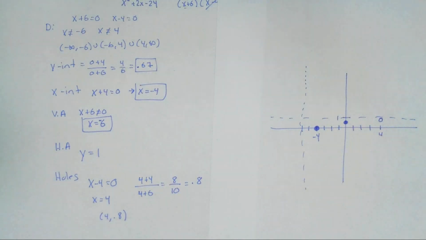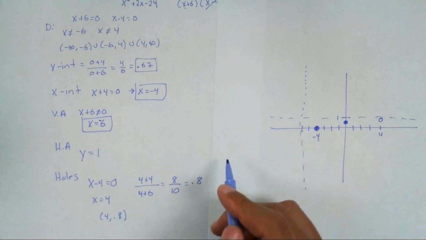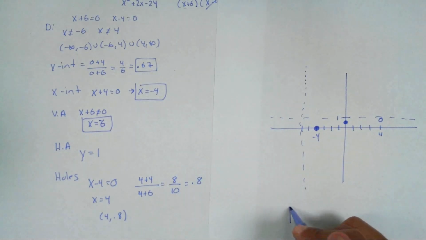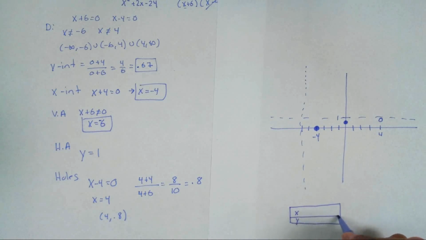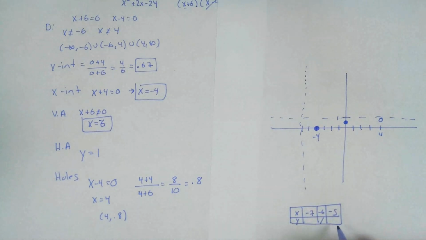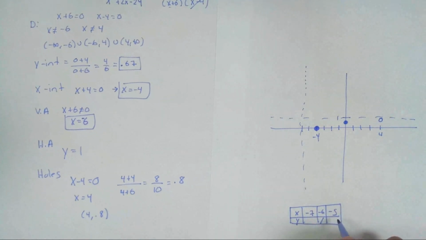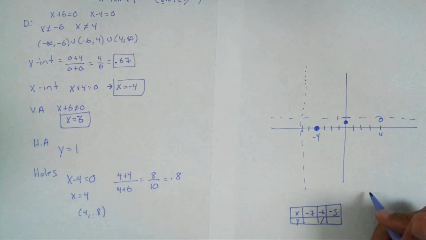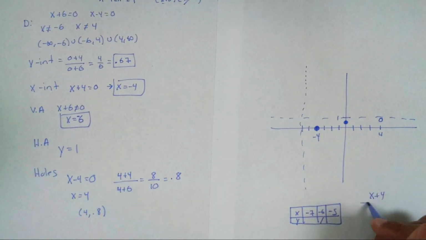Now your next step is, because I don't really have points, I want to set up my chart. X, Y. Plug your vertical asymptote in the middle, -6, and pick a point left and right. If you pick a point left of it, you get -7. Pick a point right of it, you get -5. And you're going to plug these points, -7 and -5, into your new equation. So the new equation was x plus 4 over x plus 6.